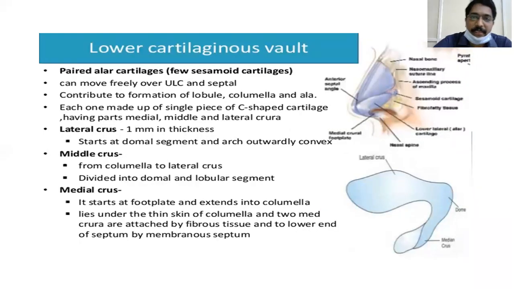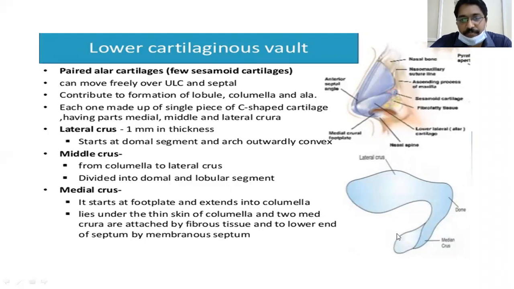Coming to the lower cartilaginous wall. Lower cartilaginous wall, see this one. This is the lower cartilaginous wall. Consider lateral crus, middle crus, and medial crus. Okay, lateral crus is 1 mm thickness. Middle crus is divided into domal and lobular segments, and then medial crus. Medial crus lies in the skin of the columella, and the 2 medial crura are attached by fibrous tissue, and to the lower end of the septum by the membranous septum.